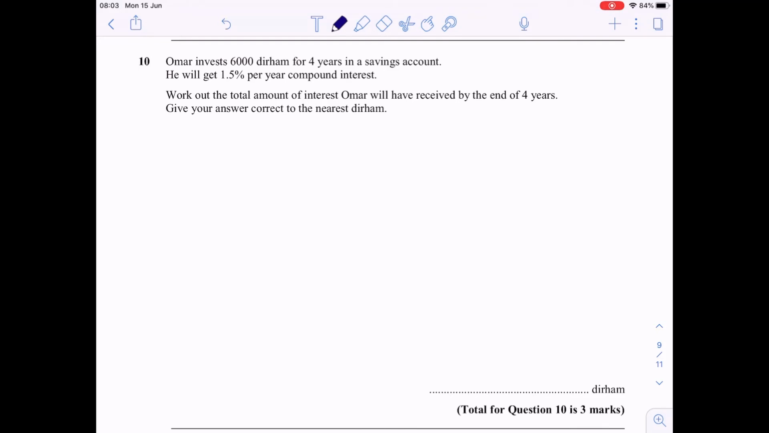So if I'm increasing by 1.5%, again I can think that I start with 100 and I add 1.5. This is going to give me 101.5, which as a decimal multiplier, remember, we are going to be timesing by 1.015 each year. So after 1 year, so let's call this year 1, we will have 6,000 times 1.015, and that's 6,090.